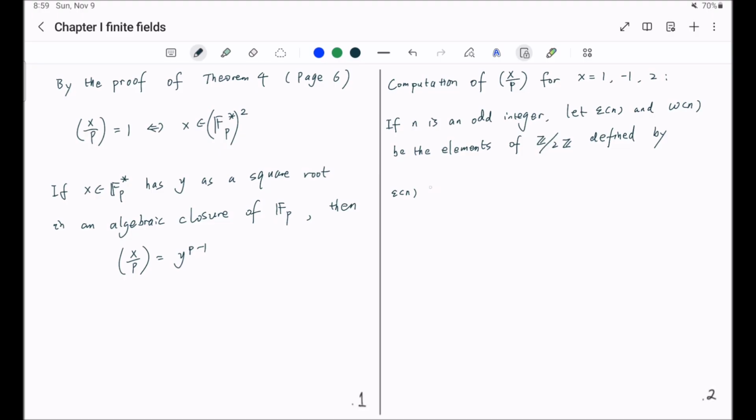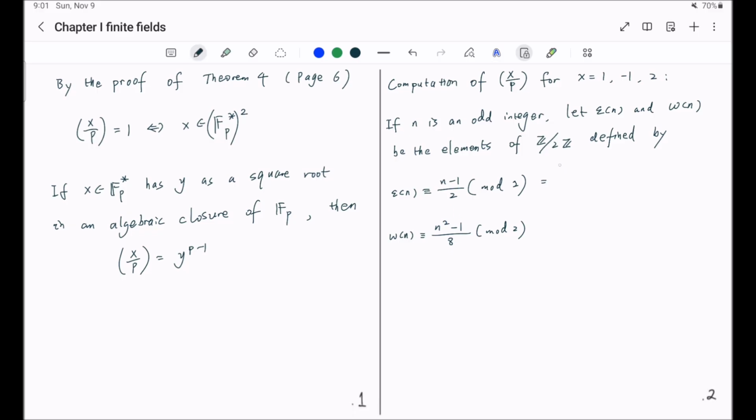Epsilon of n, by definition, is congruent to (n minus 1)/2 modulo 2. And omega of n is by definition congruent to (n squared minus 1)/8 modulo 2. And we can make these two more explicit.